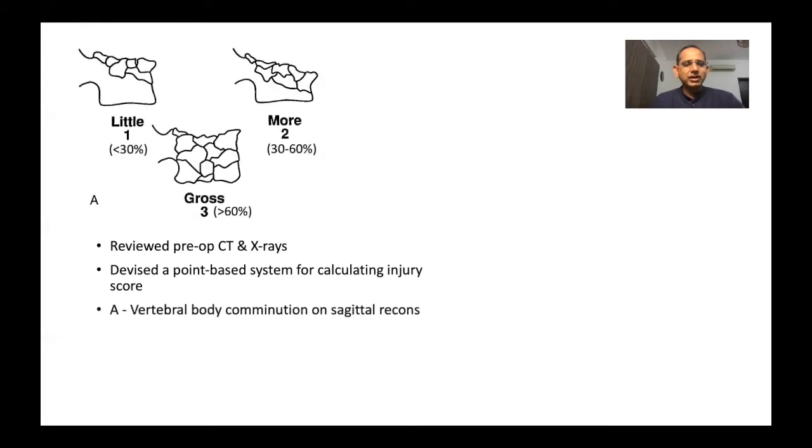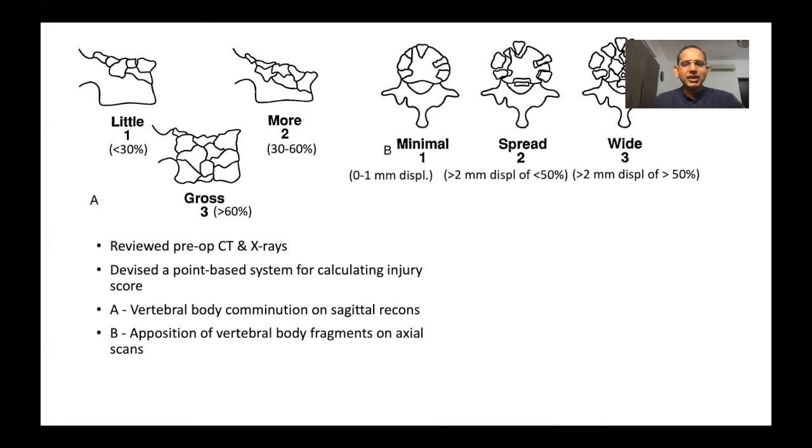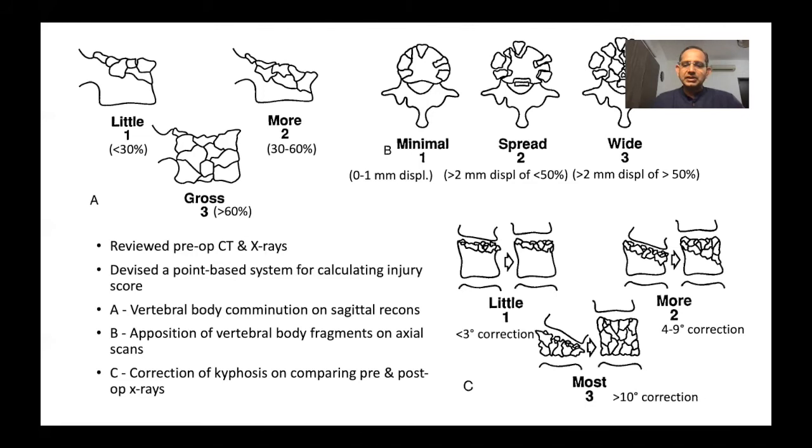The first group was group A, vertebral body comminution on a sagittal reconstruction, and anything with less than 30% was given 1 point, 30 to 60% 2 points, and greater than 60% was given 3 points. Then group B was the apposition of the vertebral body fragments on axial scans, and those with less than 1 millimeter displacement were given 1 point. Those with more than 2 millimeter displacement but involvement of less than 50% of the surface were given 2 points. And those with greater than 2 millimeter displacement involving more than 50% of the entire area were given 3 points. The third was the correction of kyphosis on comparing the pre and the post-op X-rays. And this was anything less than 3 degrees of correction was given 1 point, between 4 to 9 degrees correction, 2 points, and more than 10 degrees was given 3 points.